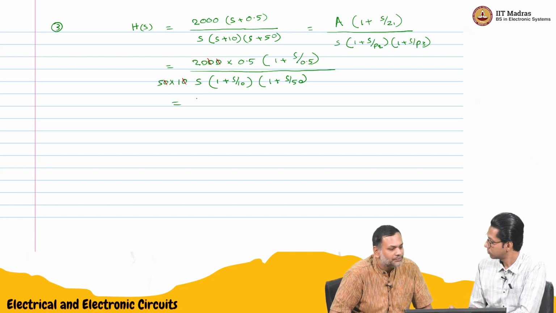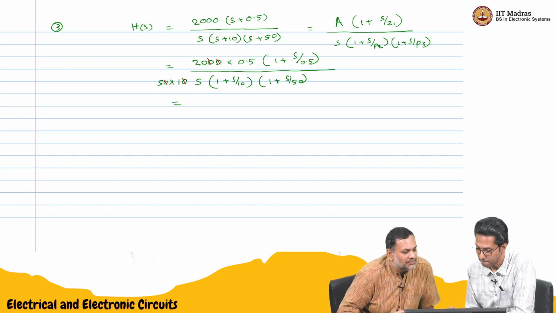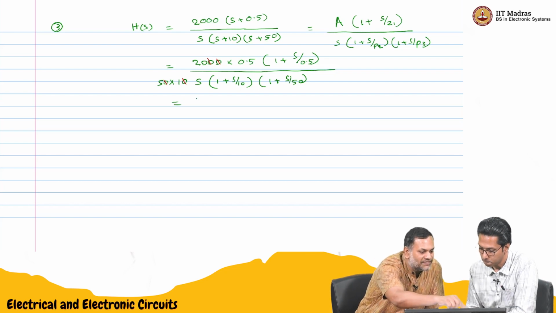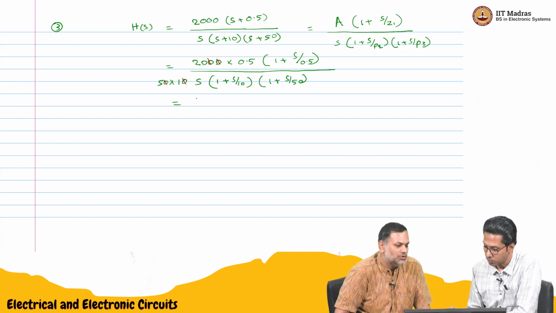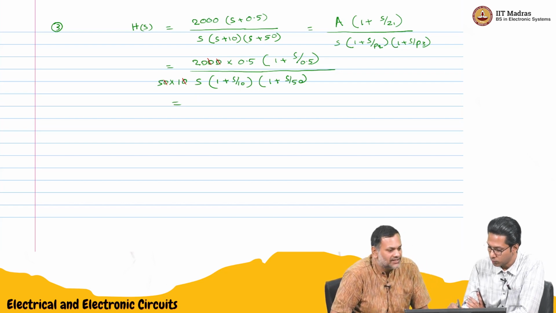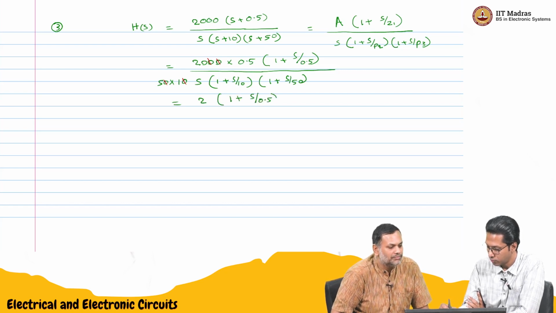Any mistake? Let me just check. So 20 into 0.5 by 5. So 20 into 0.5 is 10, by 5, 2. So 2 into 1 plus s by 0.5, s into 1 plus s by 10, 1 plus s by 50.